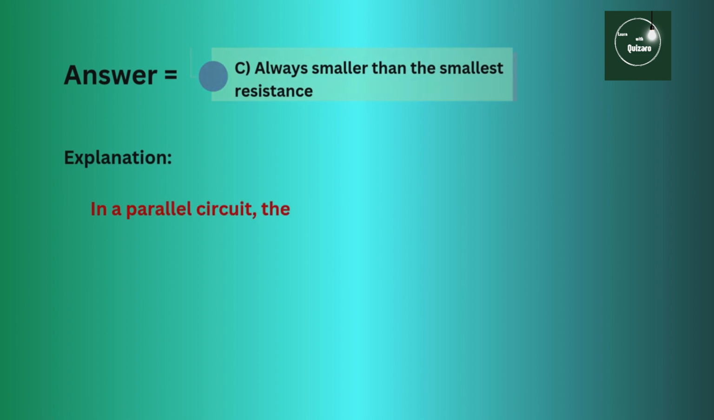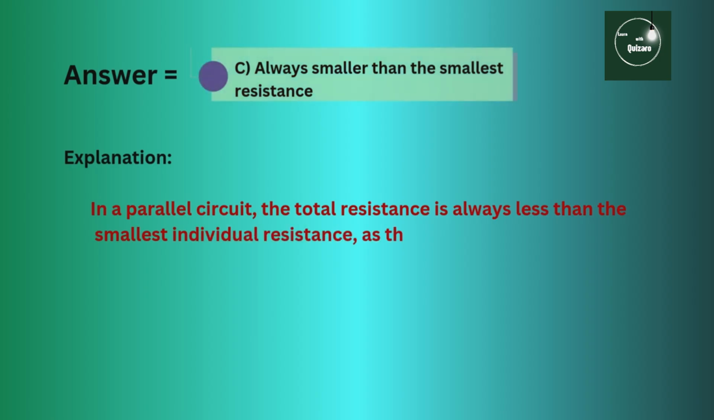Answer is C. Always smaller than the smallest resistance. In a parallel circuit, the total resistance is always less than the smallest individual resistance, as the overall path for current increases.